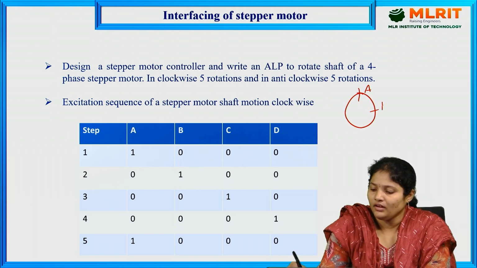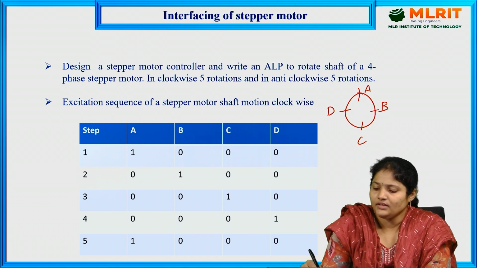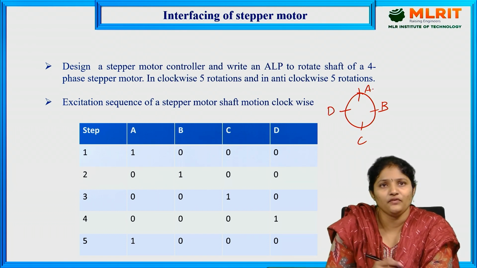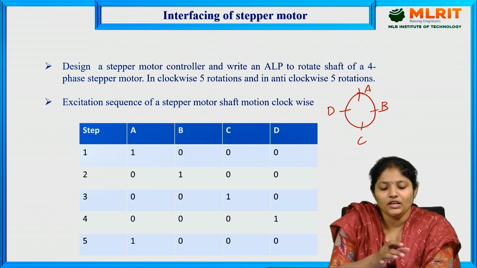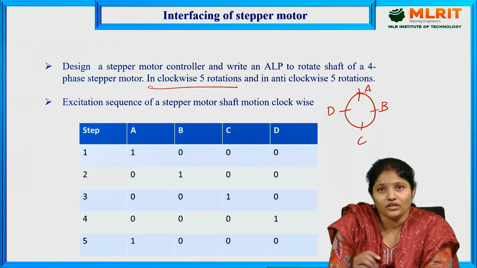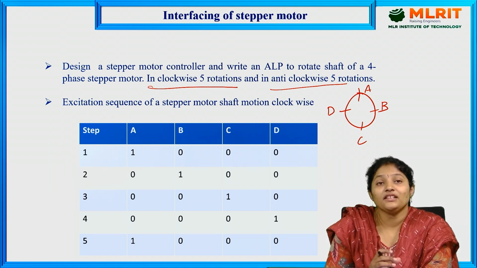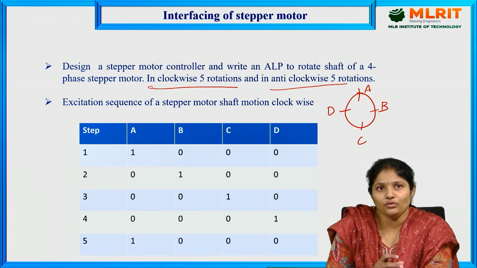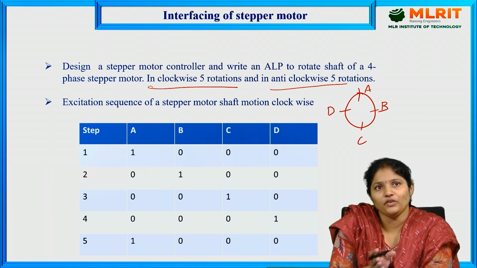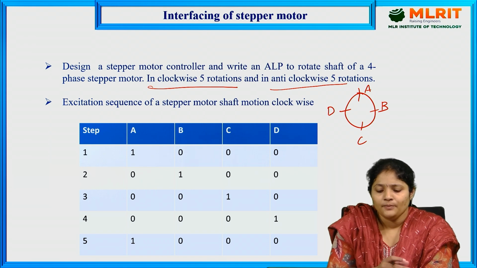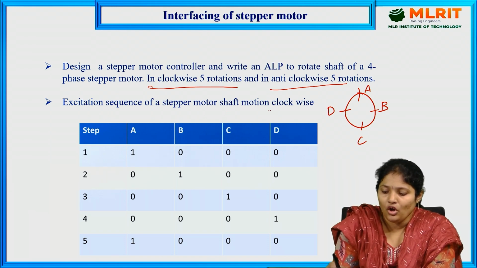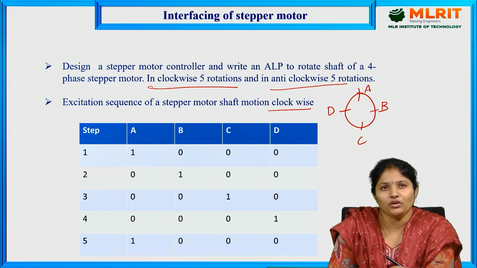Suppose this is the A stage, this is B, this is C, and this is D. If these are the 4 phases, phase A, phase B, phase C, phase D. And what they are asking is that we need to rotate the stepper motor clockwise 5 rotations and also anti-clockwise 5 rotations. So before giving the interfacing diagram of a stepper motor with the microprocessor, we need to give the excitation sequences. We need to identify how to rotate the stepper motor, from which phase to which phase. So this is the excitation table of a stepper motor for clockwise rotation.